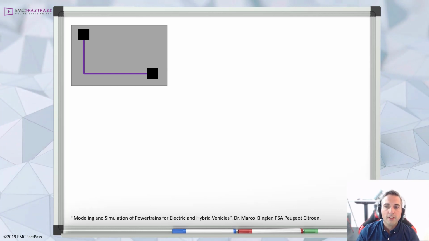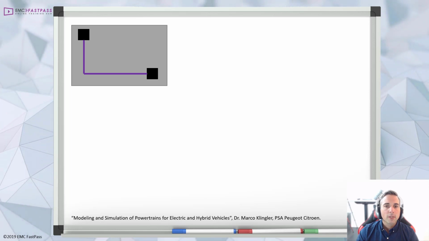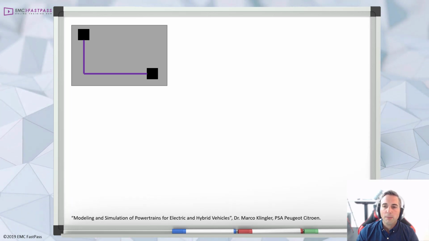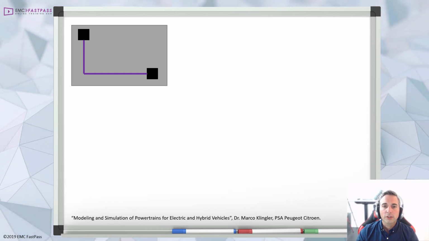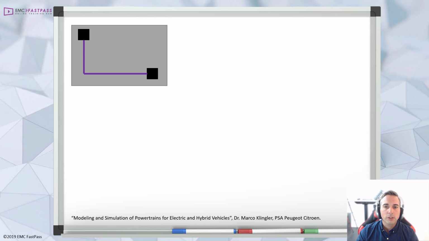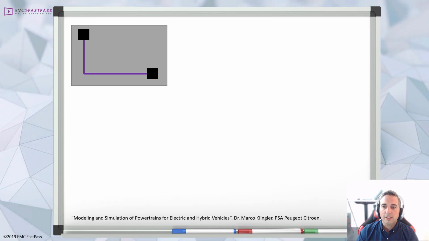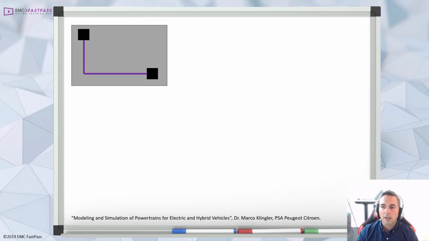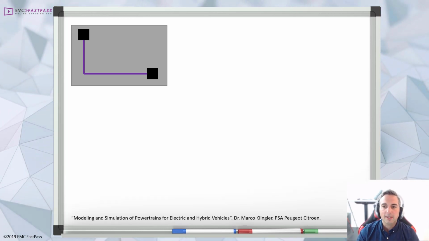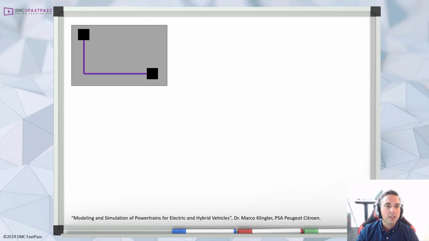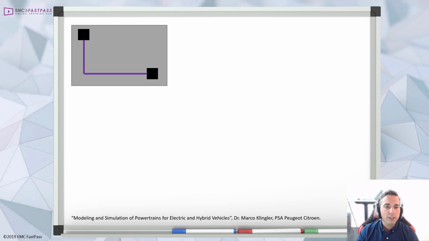Now, is it the same if the DC current is replaced by a switching current? Let's take a look. Let's put a load at the upper left here and a driver IC at the lower right. And there's a ground reference on layer 2 of this circuit board for return currents to flow. And by the way, this simulation example was taken from a paper by Dr. Marco Klingler of the Peugeot Citroën car company. And it was presented at the 2009 EMC symposium. It's a really good paper.